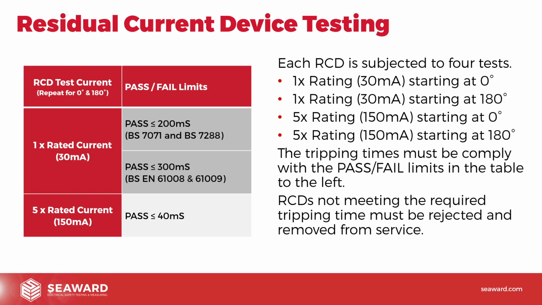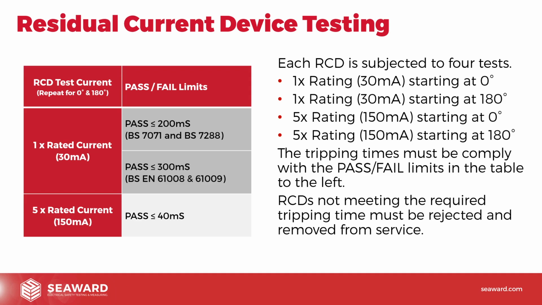If we look at the table, at the 1 times rated current, the 30 milliamp tests, we've got 2 different pass-fail limits, and it depends what British standard the RCD has been manufactured to. The normal plug-in type RCDs that we would come across would be the BS 7071s, and sockets with RCDs built in would probably be the 7288s. They're likely to be the ones we come across when PAT testing. In that case, they should trip for the 1 times tests in less than or equal to 200 milliseconds, so quicker than 0.2 of a second.